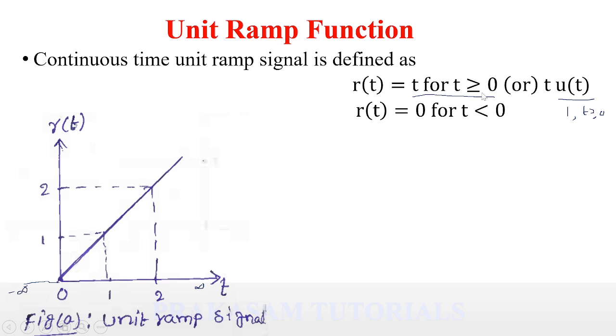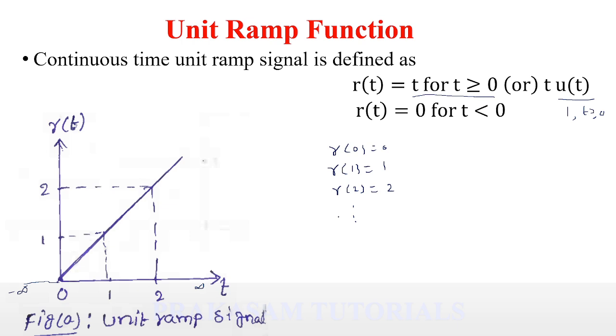First substitute t equal to 0, then r of 0 is equal to 0. Next substitute t equal to 1, then r of 1 is equal to 1, since r of t is equal to t. In this definition, substitute various values of t. Next value of t is 2, then r of 2 is equal to 2. Next substitute t equal to 3, r of 3 is equal to 3, and so on.